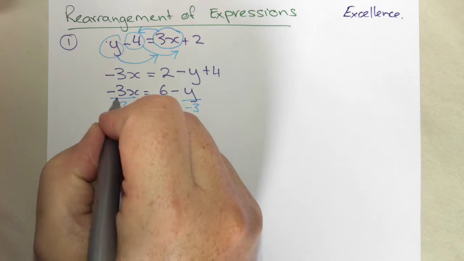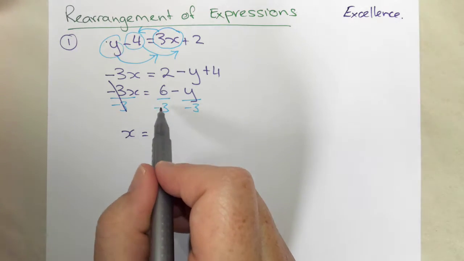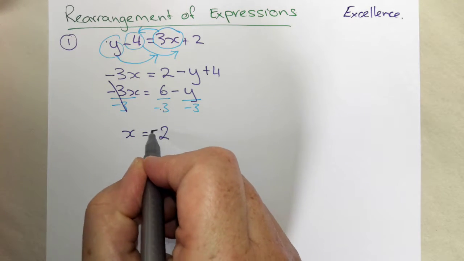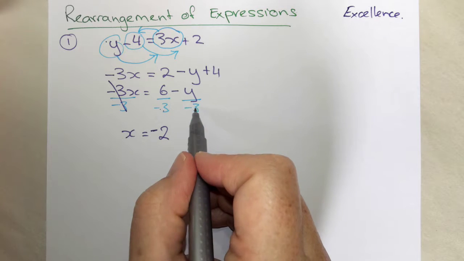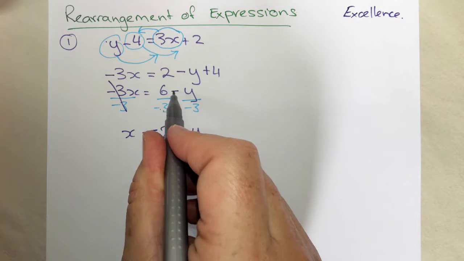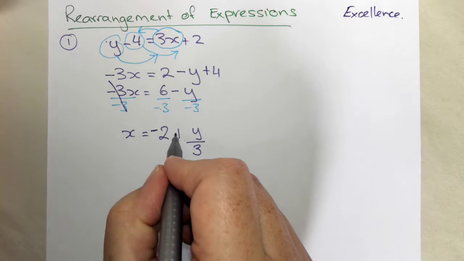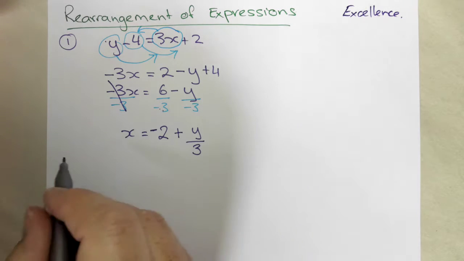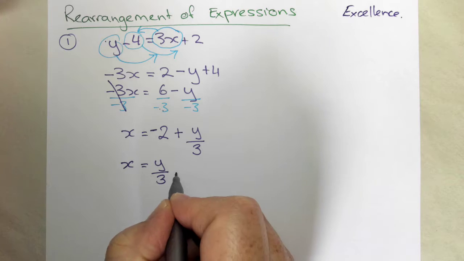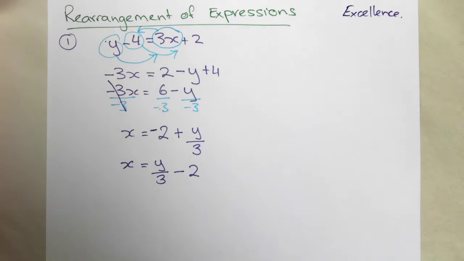So negative 3 over negative 3, that cancels to leave me with an x on the left. 6 divided by negative 3, well 6 divided by 3 is 2, and I've got a negative sign. Y divided by 3, I'm going to leave as y divided by 3, and I've got a subtraction and a negative, so negative times negative makes a positive. And I can leave the answer as that, or I can write the answer as x equals y over 3 take away 2 and just put that positive in front. Either or, that would be fine.